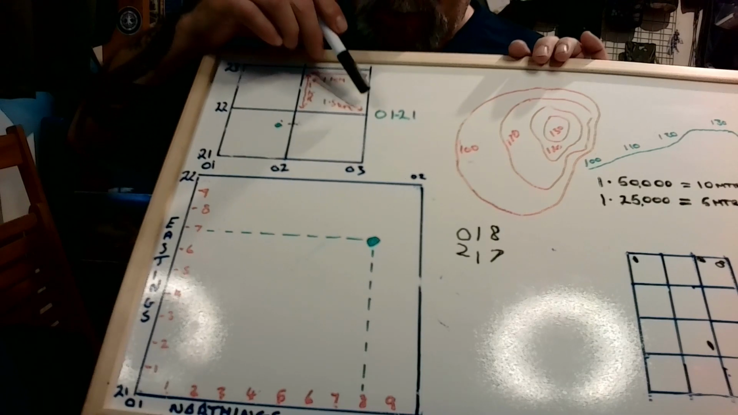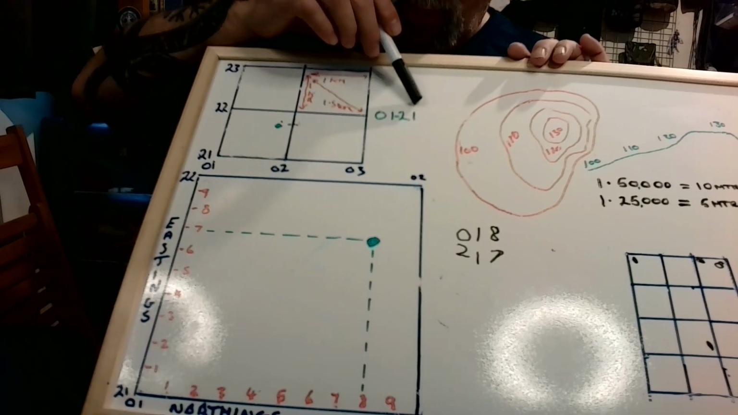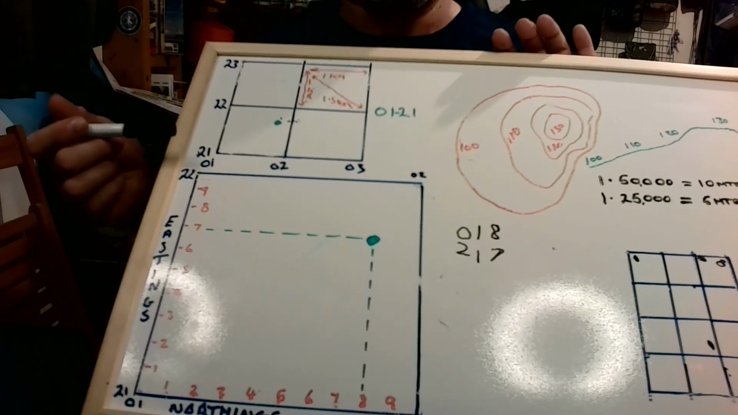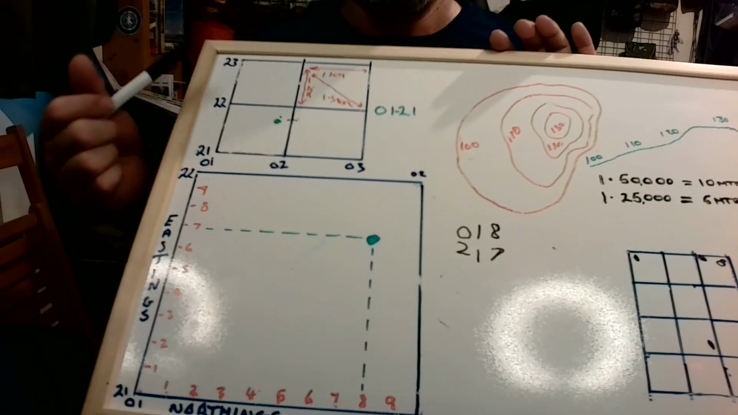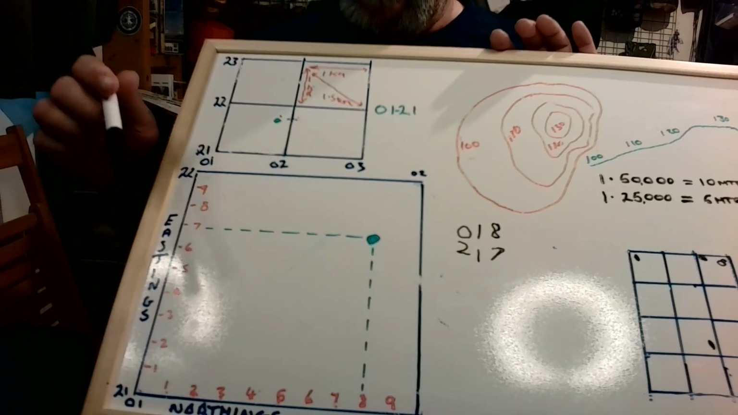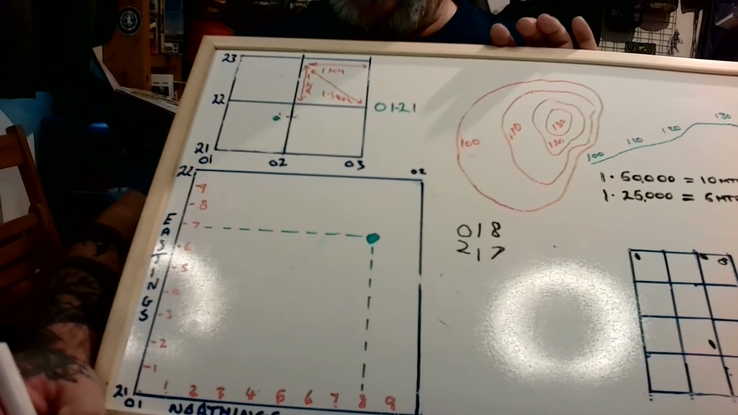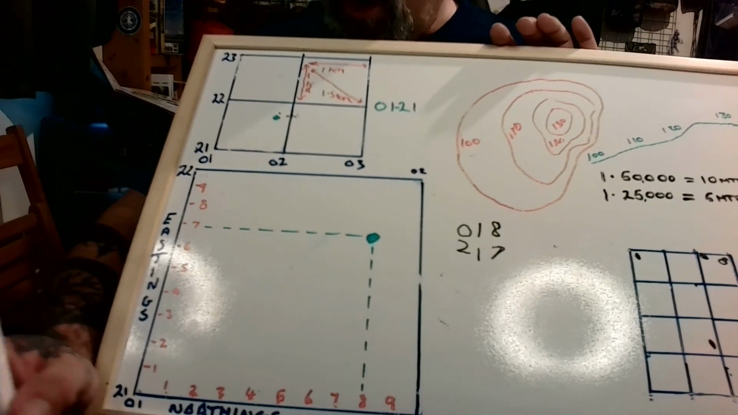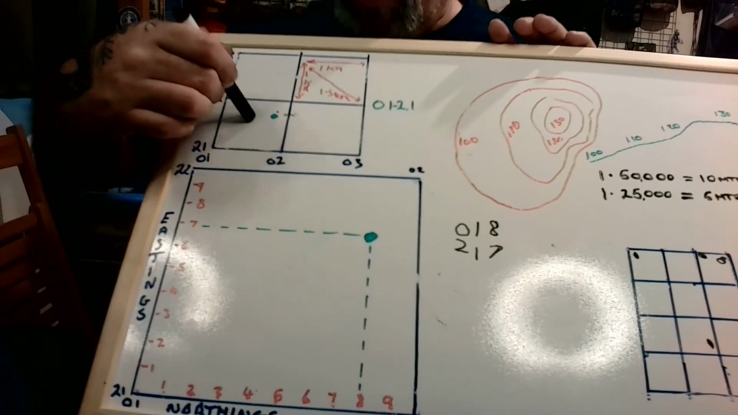Okay, so 4-figure grid reference for that square: 0, 1, 2, 1, and it's always done in that order. Along, then up. Simple as that. That means when the guy in the rescue centre looks up, he goes Ordnance Survey 124, 4-figure grid reference 0121, and that will show him that square.